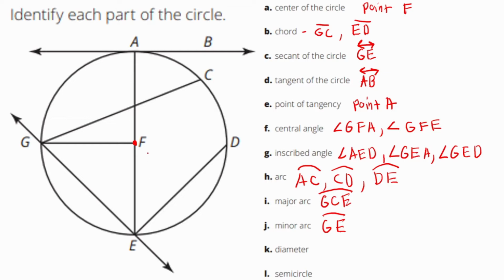A diameter is a line that cuts all the way across our circle and goes through the center. We have one diameter here, and it's going to be AE. Line segment AE is our diameter.